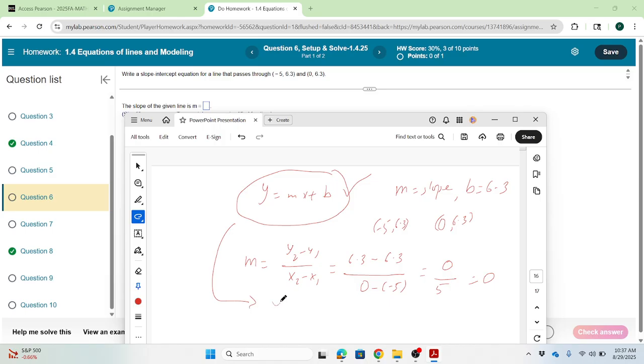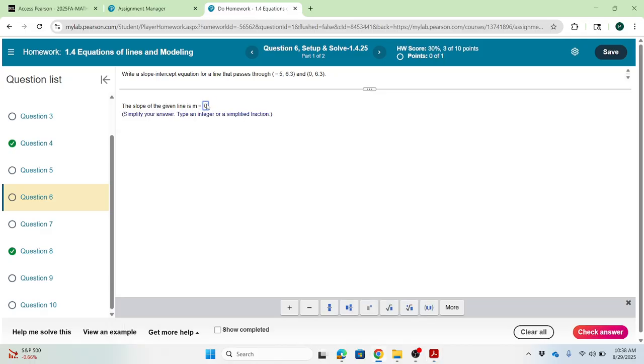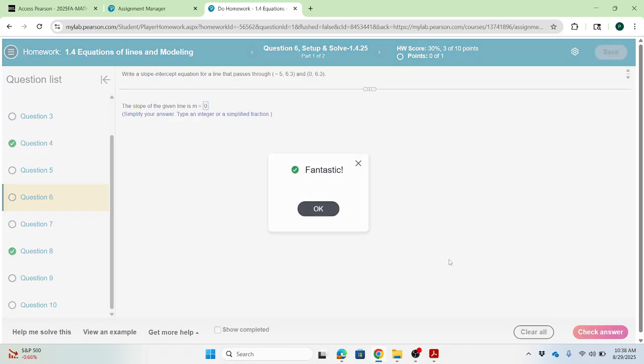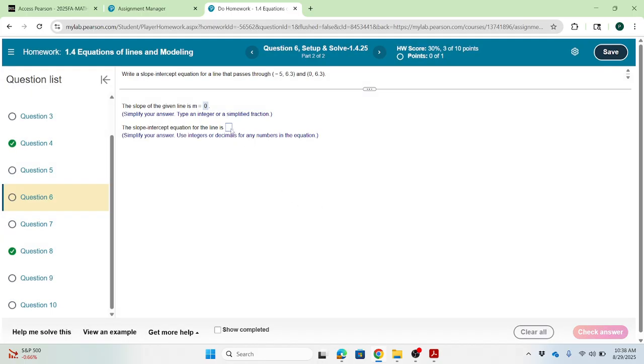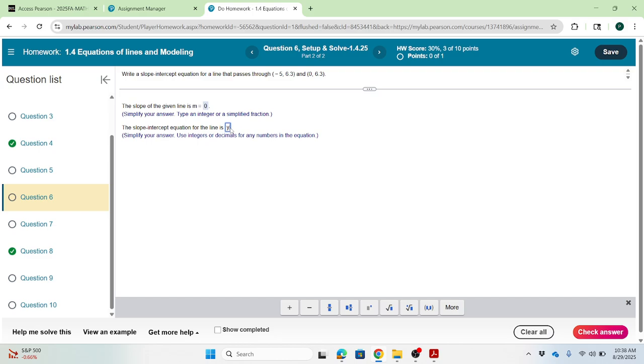So what is the equation? The equation is y equals, because m is 0 and the value of b is 6.3. So the answer: the slope is 0, because it's a horizontal line, and the equation is y equals 6.3.